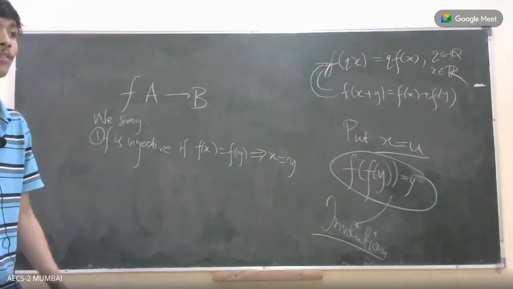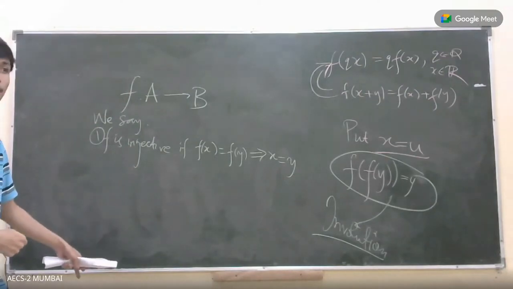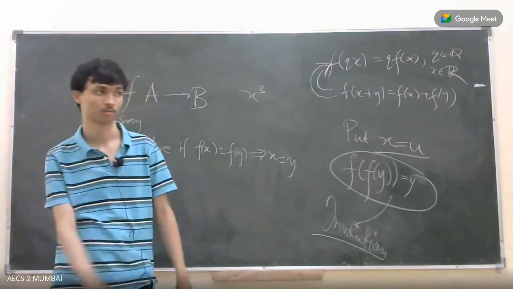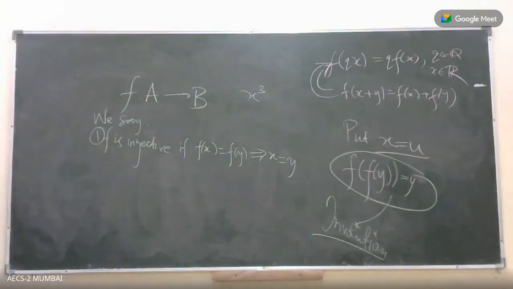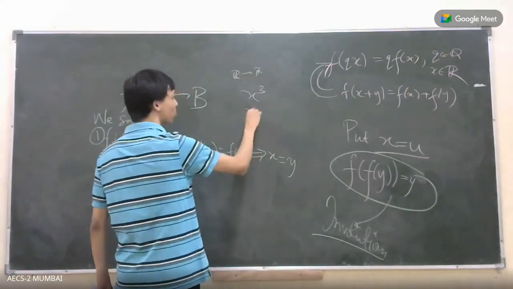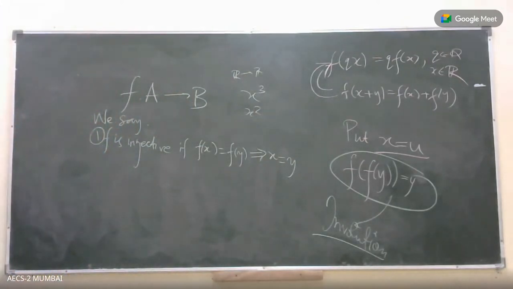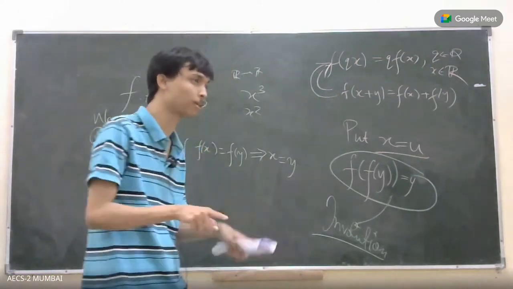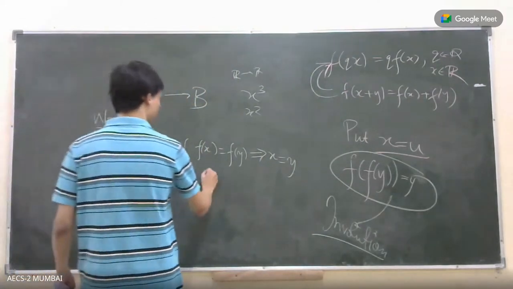Which means that if your function is giving the same output for two inputs, then the inputs must have been the same. So is x cube an injective function? X cube from R to R. Is x square an injective function? Why not? Plus minus 1 will be the same. X square is not injective. Why? Because 1 and minus 1 will give the same output, despite being different. So what does injective mean? That different inputs give different outputs.